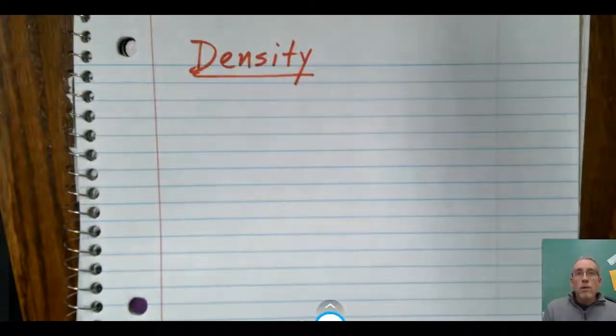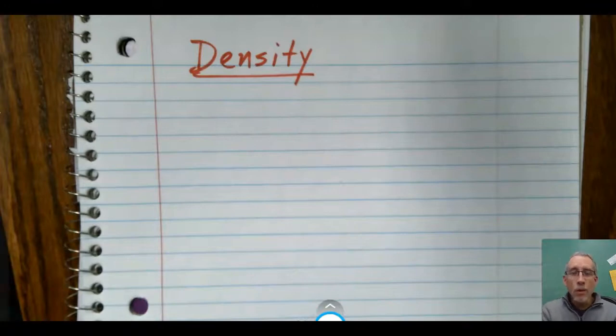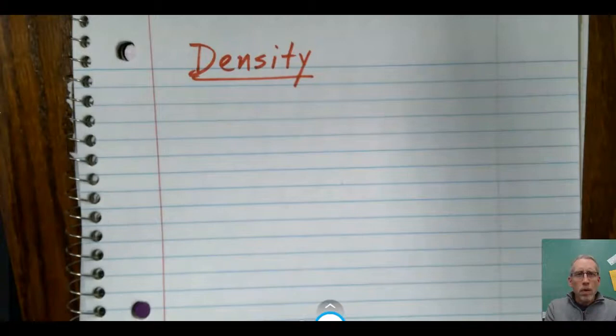Well, have you ever heard this little riddle? Somebody will ask you, which is heavier, a pound of feathers or a pound of bricks? And people answer that wrong all the time because you imagine holding feathers and bricks and you say, well, obviously bricks are heavier than feathers.